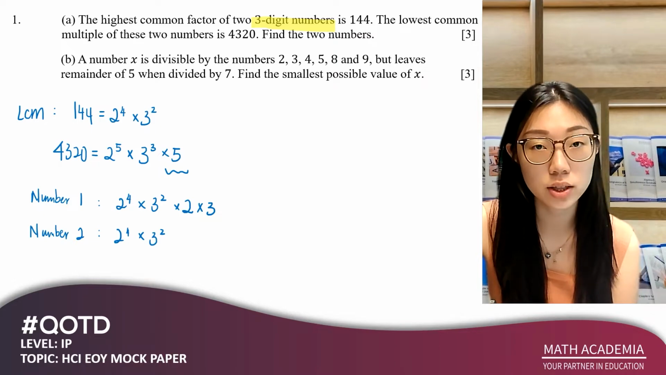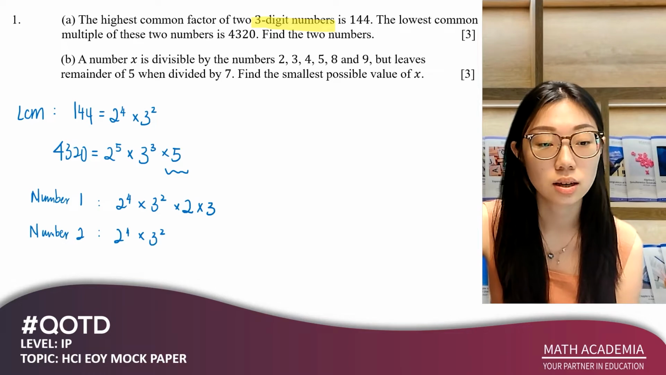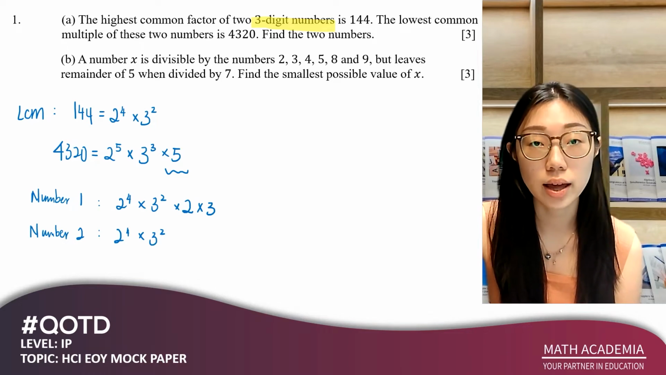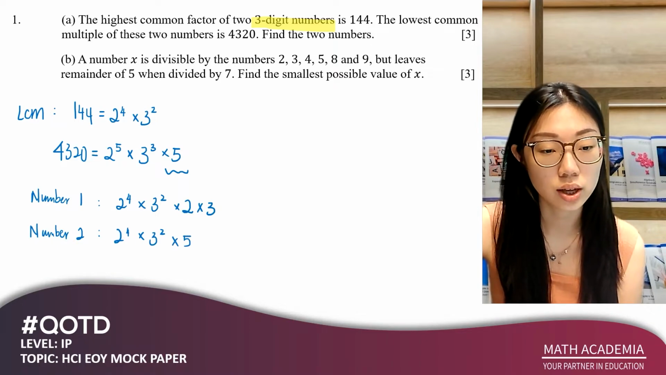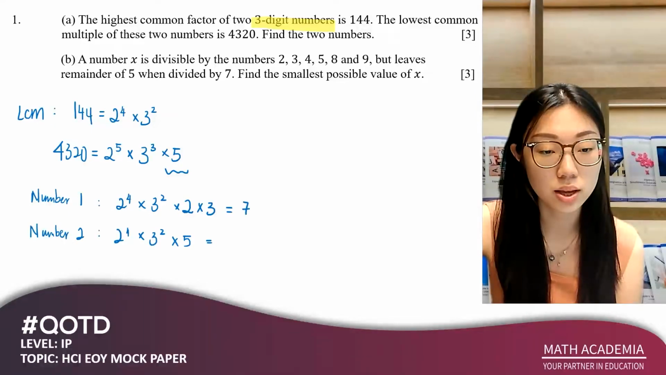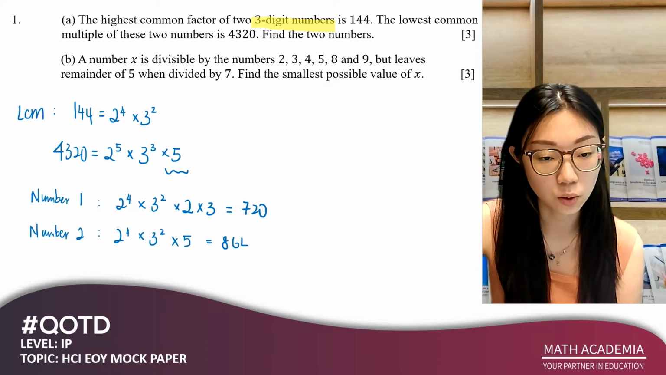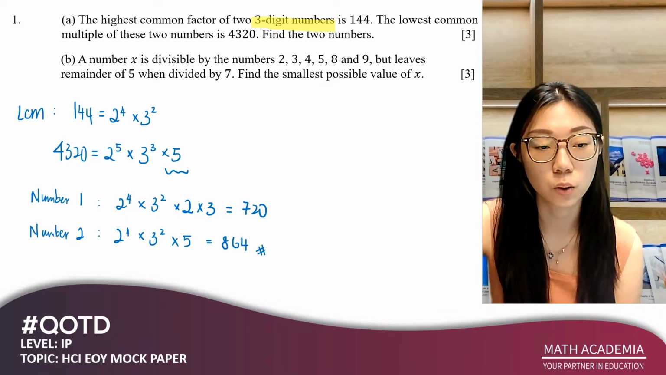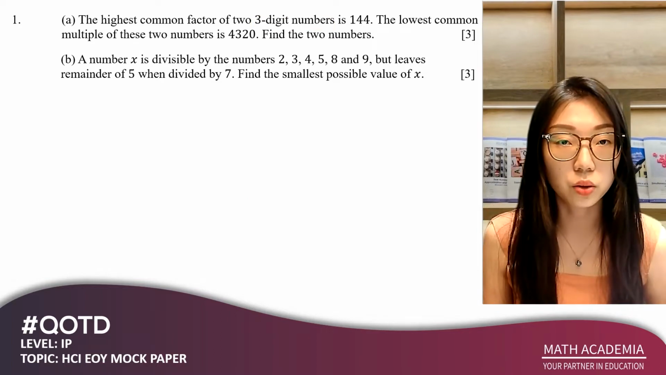My first number will be a 4-digit number, which is 4,320. Okay, so I could not add my 5 here. I can only add my factor 5 to number 2. Okay, so when I equate these two numbers, my two numbers would be 720 and 864, which is my answer for part A. Let's continue with the second part of the question.